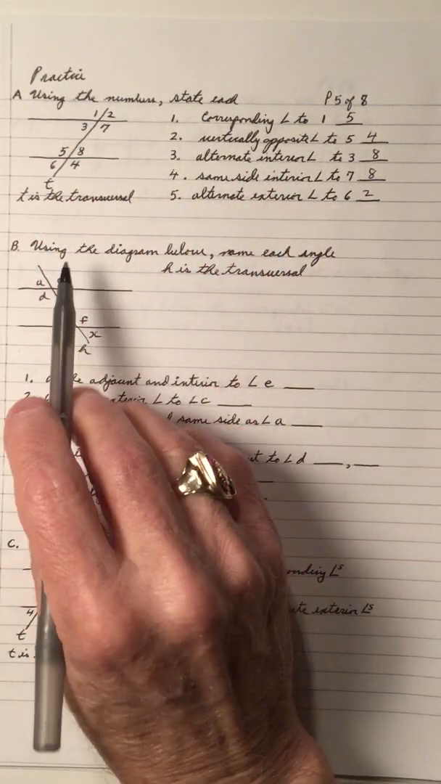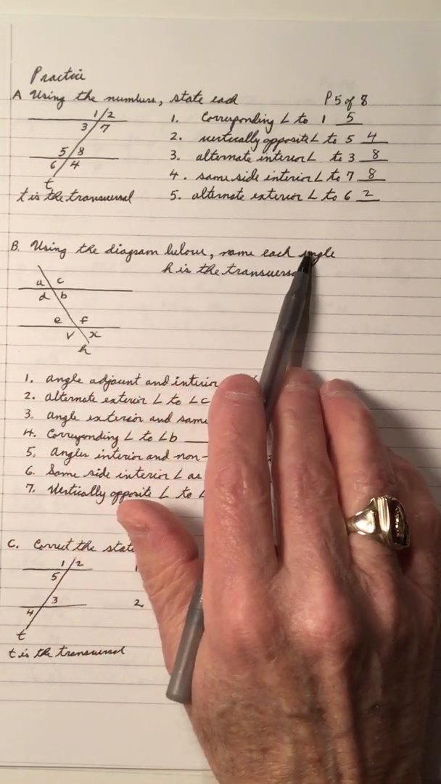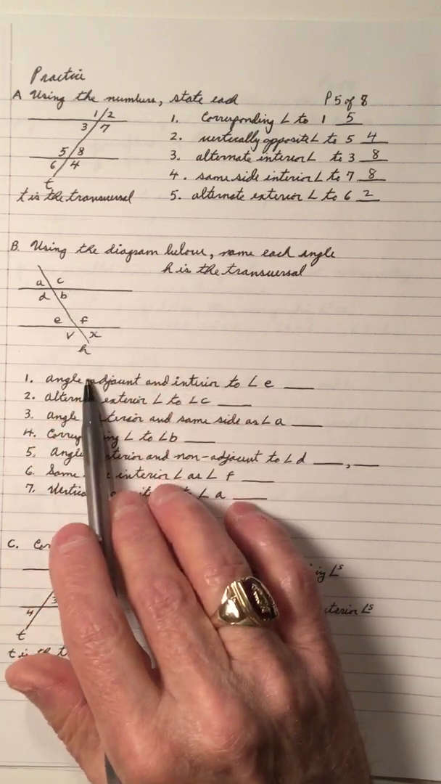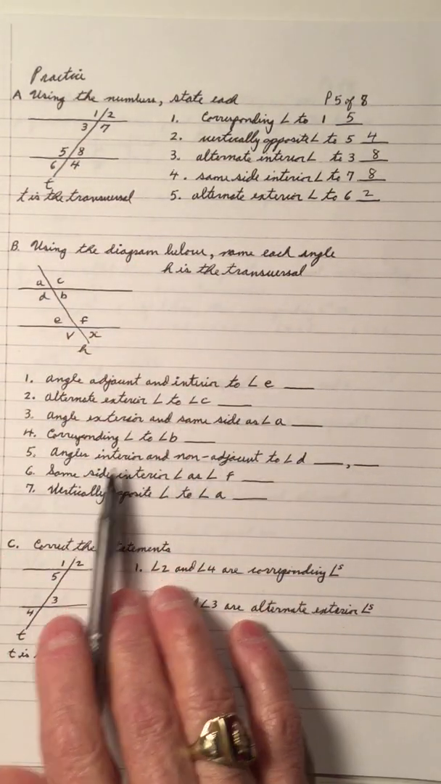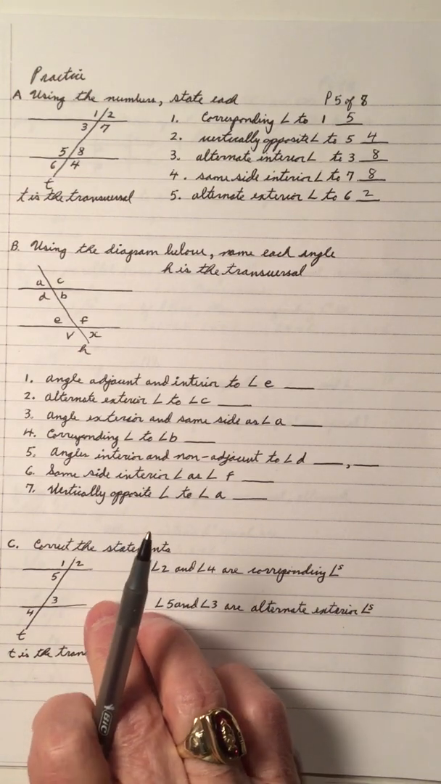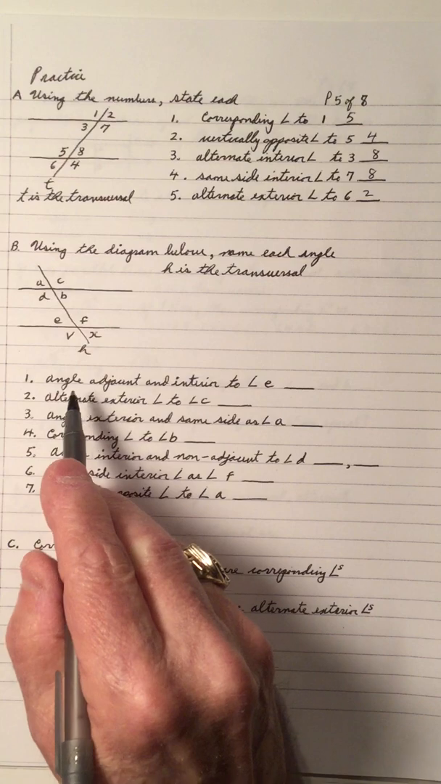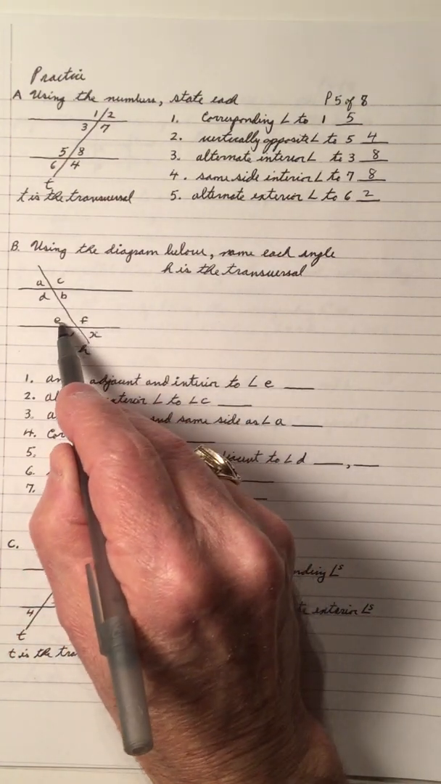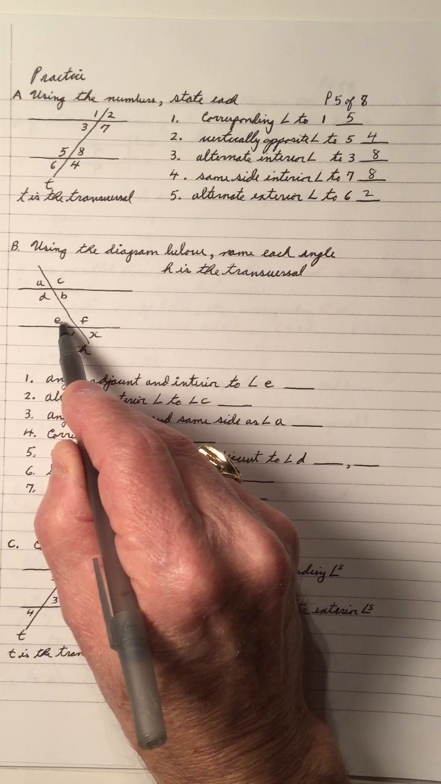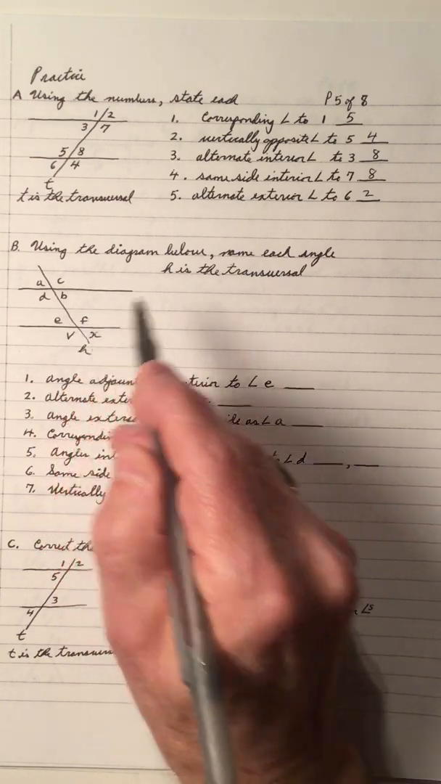B, using the diagram below, name each angle. H is a transversal. So remember, pause your video and work these out to see if you get the answers. And that would be true for this one also, because this whole page is a practice. An angle adjacent and interior to E. Interior and adjacent would be F.